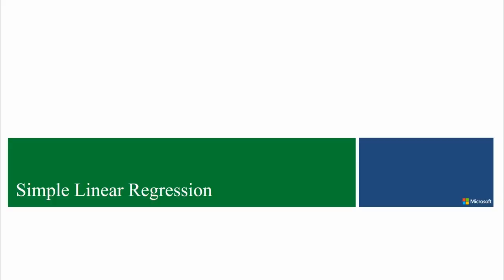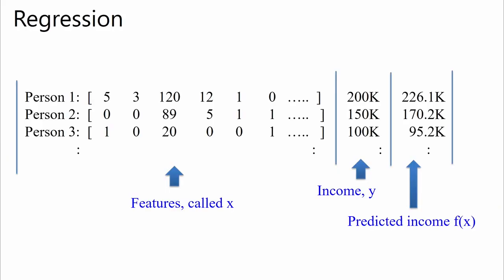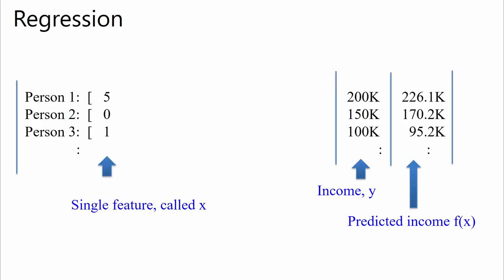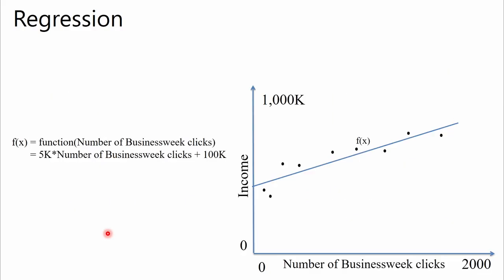So let's talk about simple linear regression. In simple linear regression, we have only one feature. So maybe we're predicting, say, income based on a single feature, which is maybe the number of Business Week clicks the person makes. Okay, so now we have to figure out what our function f is going to look like.